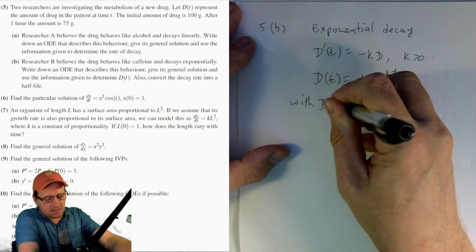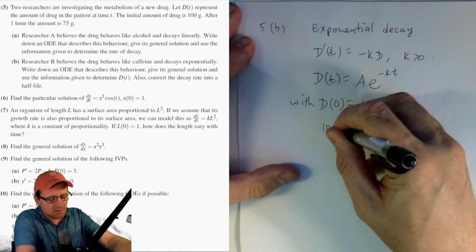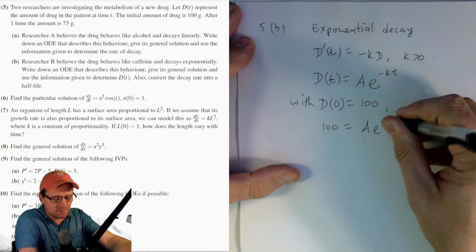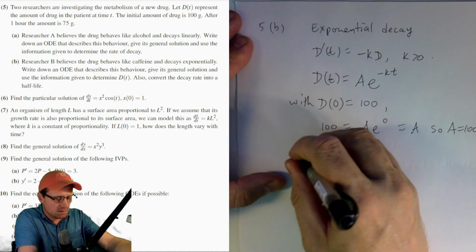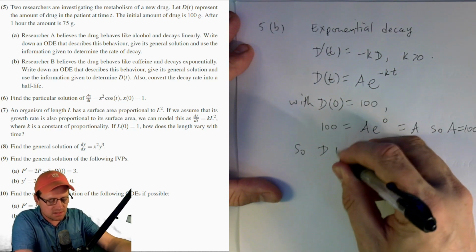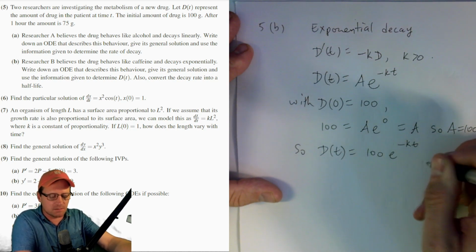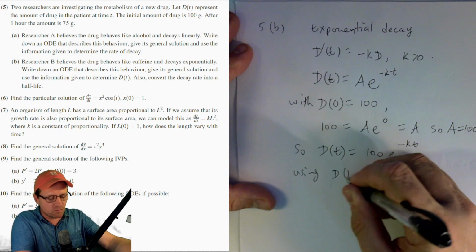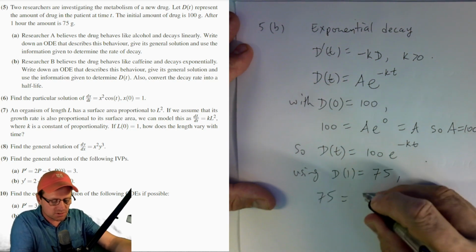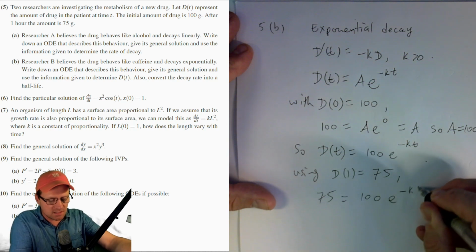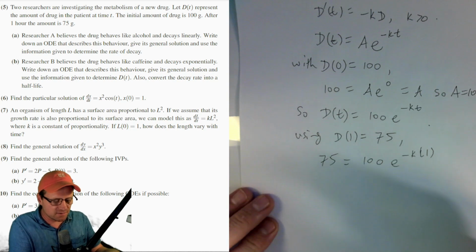Now, with D(0) is 100, we have 100 is equal to A e to the power of 0, which is A. And so that says A is 100. And so this gives us D(t) is 100 e to the minus kt. Now, using D(1) is 75, we have 75 is equal to 100 e to the minus kt, but t is 1 in this case.